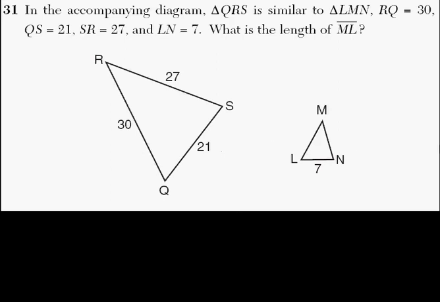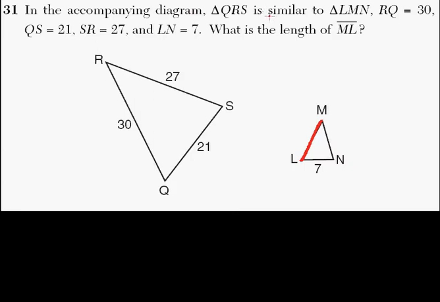Okay, here are some of the free response questions to the 2009 Regents January Math A. We have, in the accompanying diagram, triangle QRS is similar to triangle LMN, and then they give some lengths here. RQ is 30, QS is 21, SR is 27, and LN is 7. And it wants to know the length of ML. So our goal here is to find this length, ML.